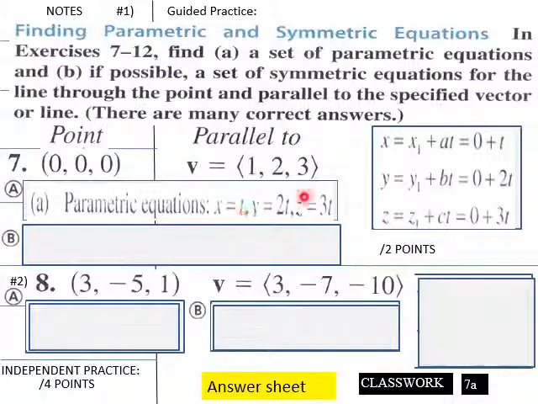When we solve this, we get x equals t, y equals 2t, and z equals 3t. Here's our parametrics. And then for b, if possible, a set of symmetrics. So our symmetrics here would be x equals x over 1 equals y over 2, and then z over 3 would be our symmetrics for that.